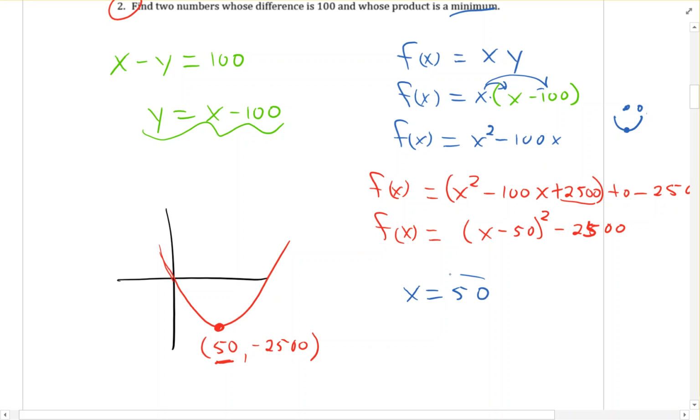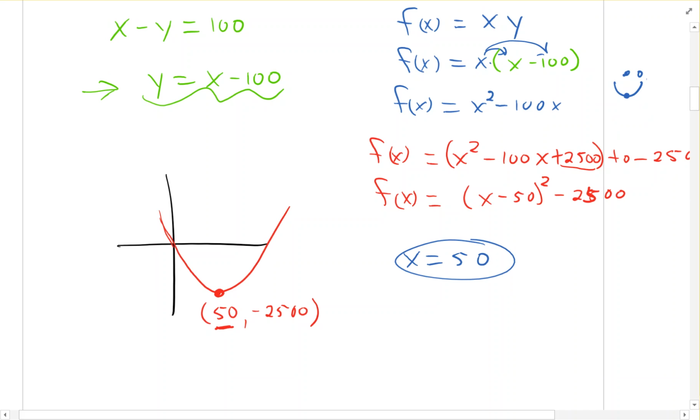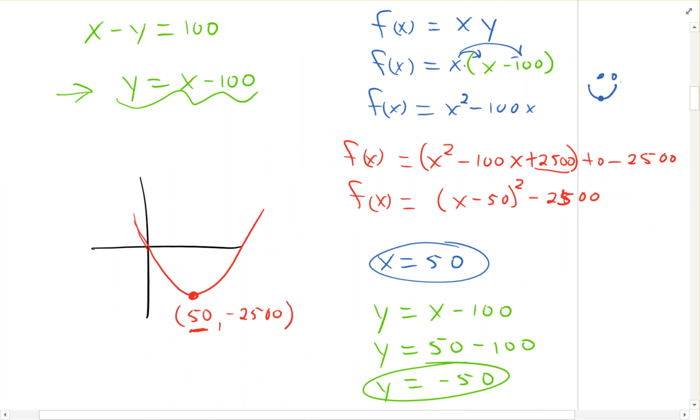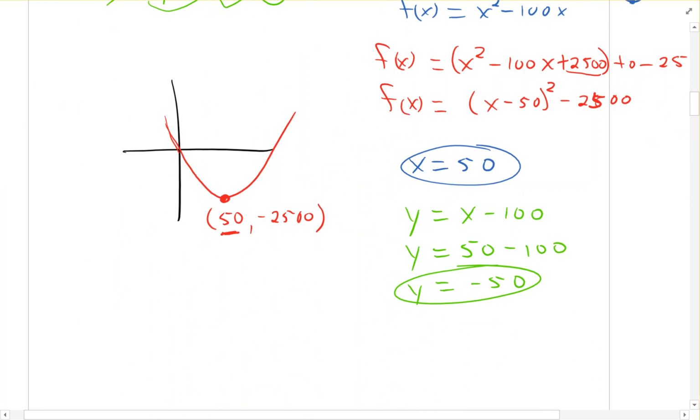So partway done. Our equation that we had up here was y is equal to x minus 100. So y is going to be equal to x minus 100. So y is equal to 50 minus 100. So y is equal to negative 50. So again, you also could have graphed that one. I just wanted to show you this way. So hopefully you got that.